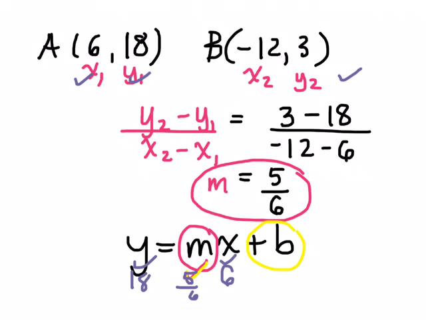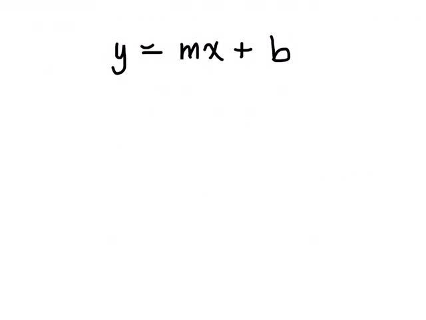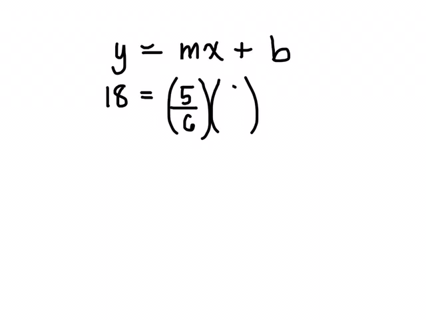Yeah. So I know I'm using the first point. y is 18. m is 5 over 6. mx means m times x. What was x? 6. I'm going to write that as a fraction, which means 6 over 1, plus b. Can we isolate this and solve for b?